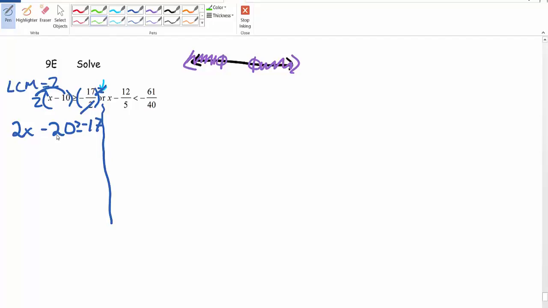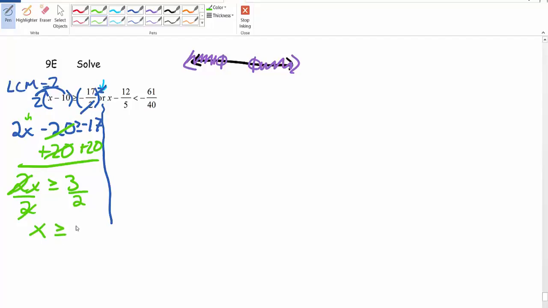Then we're going to add this 20 over. That really has nothing to do with the x. So when we do that, we end up with those dropping out, giving us just 2x is larger than or equal to 3. Lastly, we'll divide by this coefficient 2 on both sides. So then x is all by itself, larger than or equal to 3 halves or 1 1/2. So that takes care of the left one. Let's go ahead and do the right one.